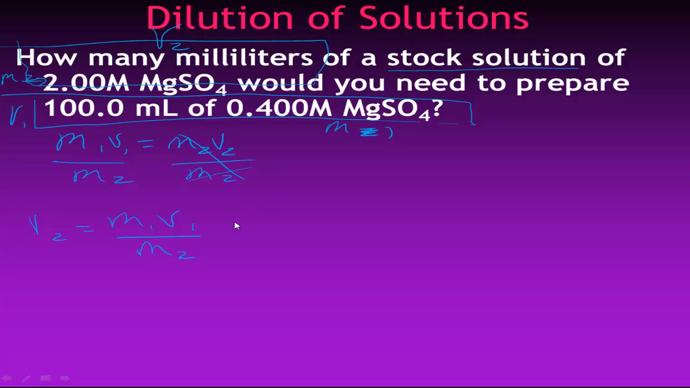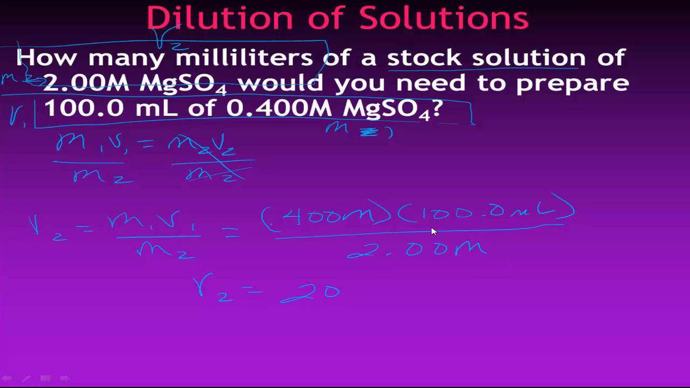So here I've got my M1. My M1 is 0.400 molar. My V1, 100.0 milliliters. My M2, 2.00 molar. Okay. And now we can solve. V2 equals, I multiply the two numbers on the top, I divide by the two numbers on the bottom, and I get 20 on my calculator.